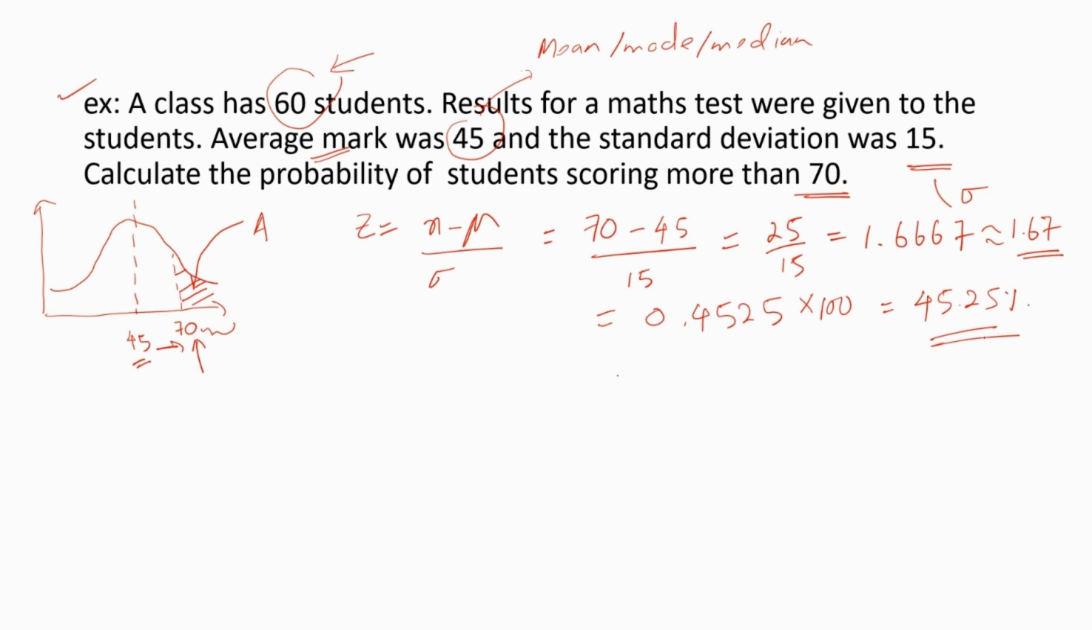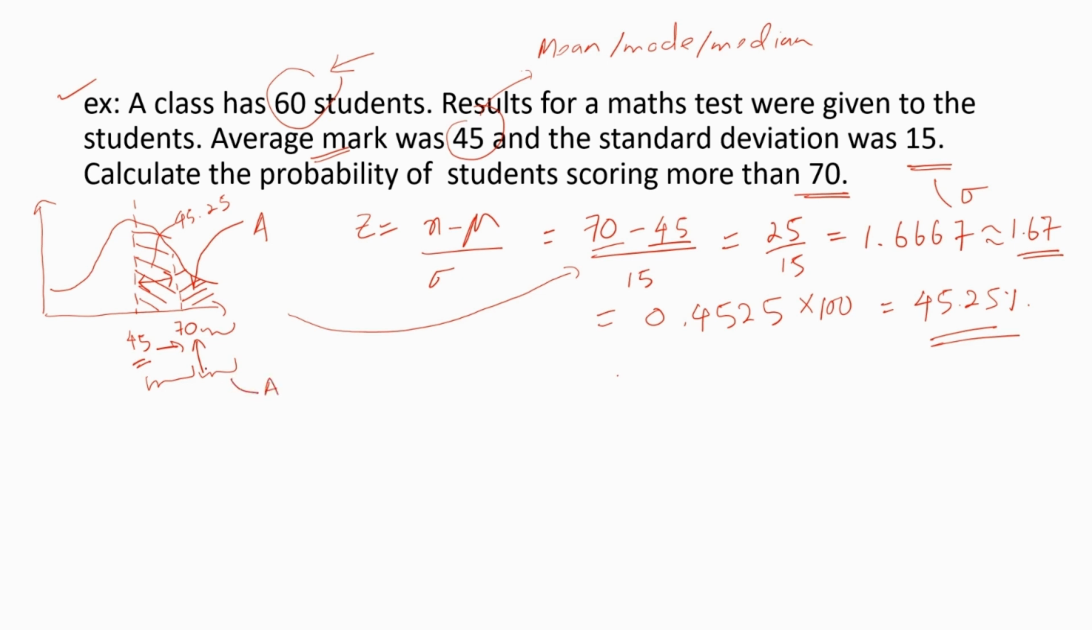No, this is not the final answer. Look at the graph here. We have found the probability between 45 and 70. This is the probability we just found, 45.25. This is not what we need. We just found this area. Look at the formula here. 70 minus 45, which is this area. But we want this area. So how can we find this area?